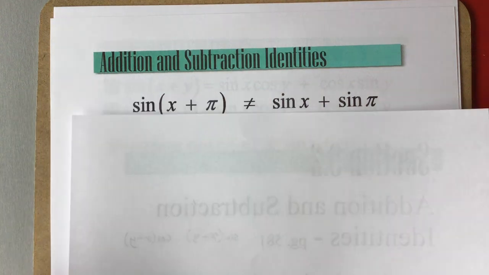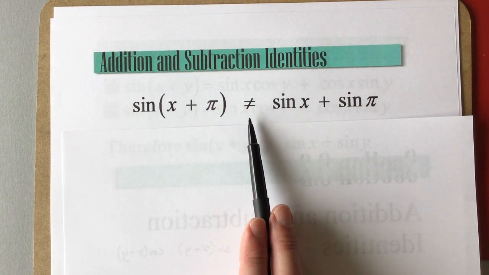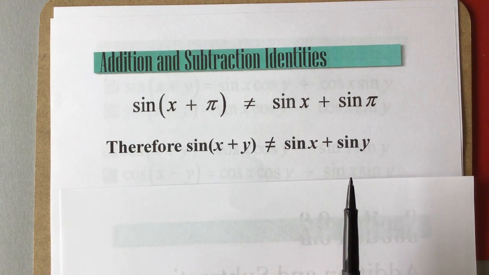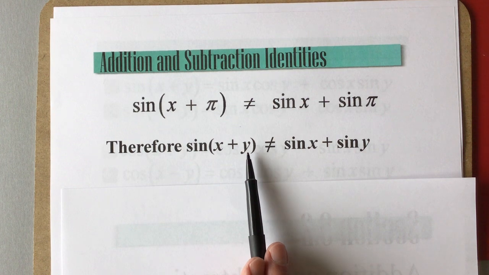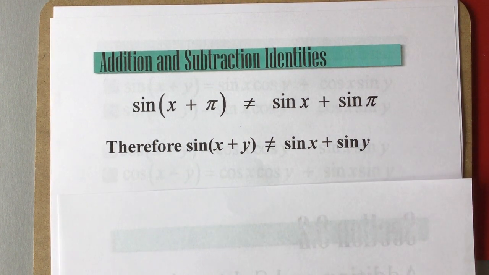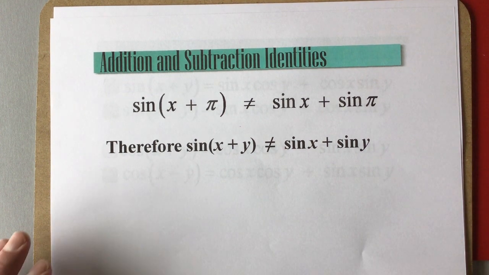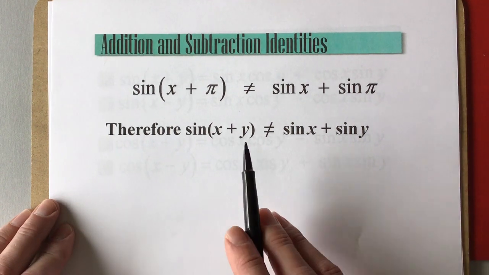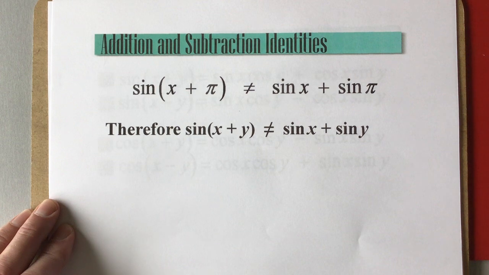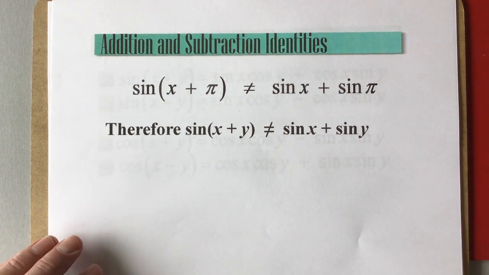I can conclude that since the sine of x plus pi was not equal to the sine of x plus the sine of pi, that the sine of x plus anything else will not be equal to the sine of x plus the sine of y. Identities should be true no matter what you plug in for the variable, and we just saw that if I plug in a pi here, the left and the right-hand side do not match. Therefore, this is not a true identity.